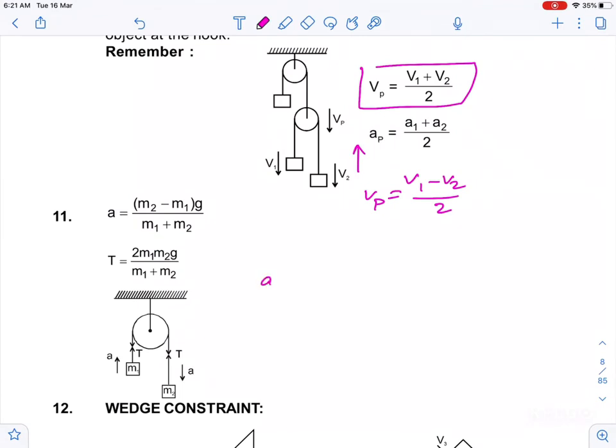Now, guys, this is the Atwood machine. You can directly remember its acceleration, because in NEET they have asked this question, and JEE also asked some questions based on the Atwood machine.